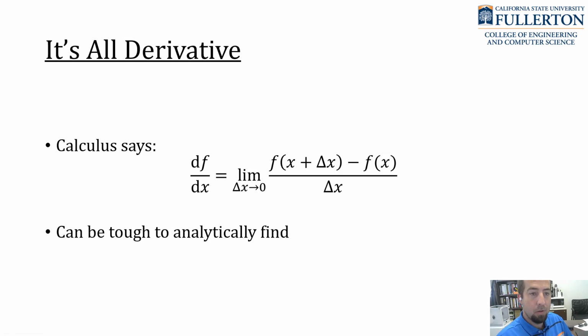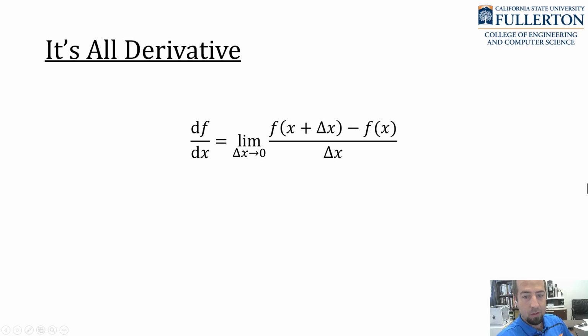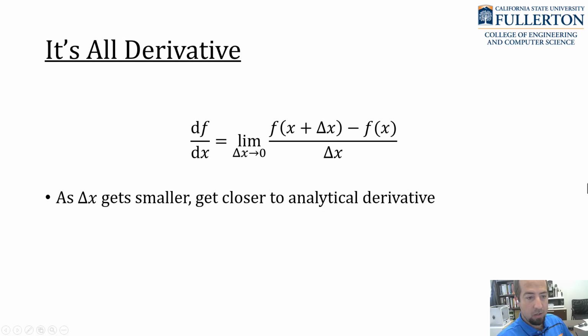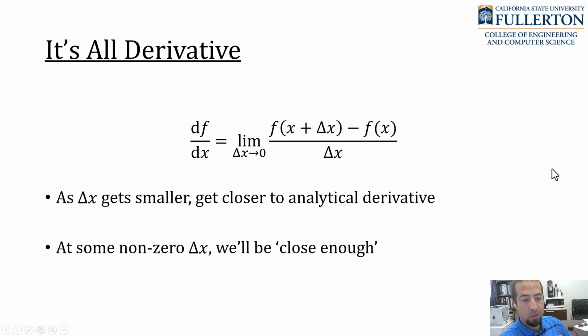As you probably remember, for polynomials and some other stuff, it's fairly easy to find derivatives. But when you start getting into more complicated mathematical functions, this could be very tough to calculate analytically. So let's think about this for a second. As delta x gets smaller, we get closer and closer to this analytical derivative as delta x goes towards 0.